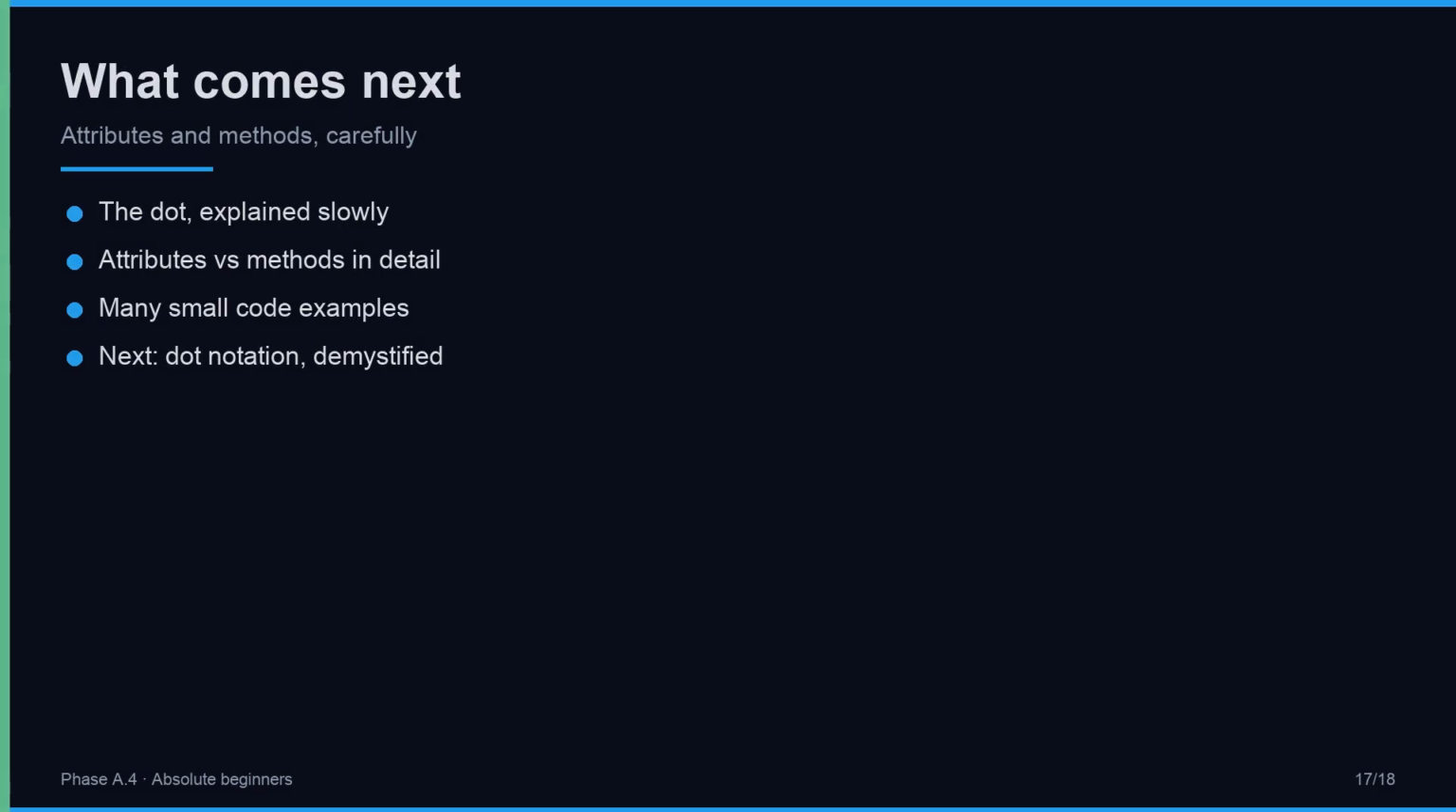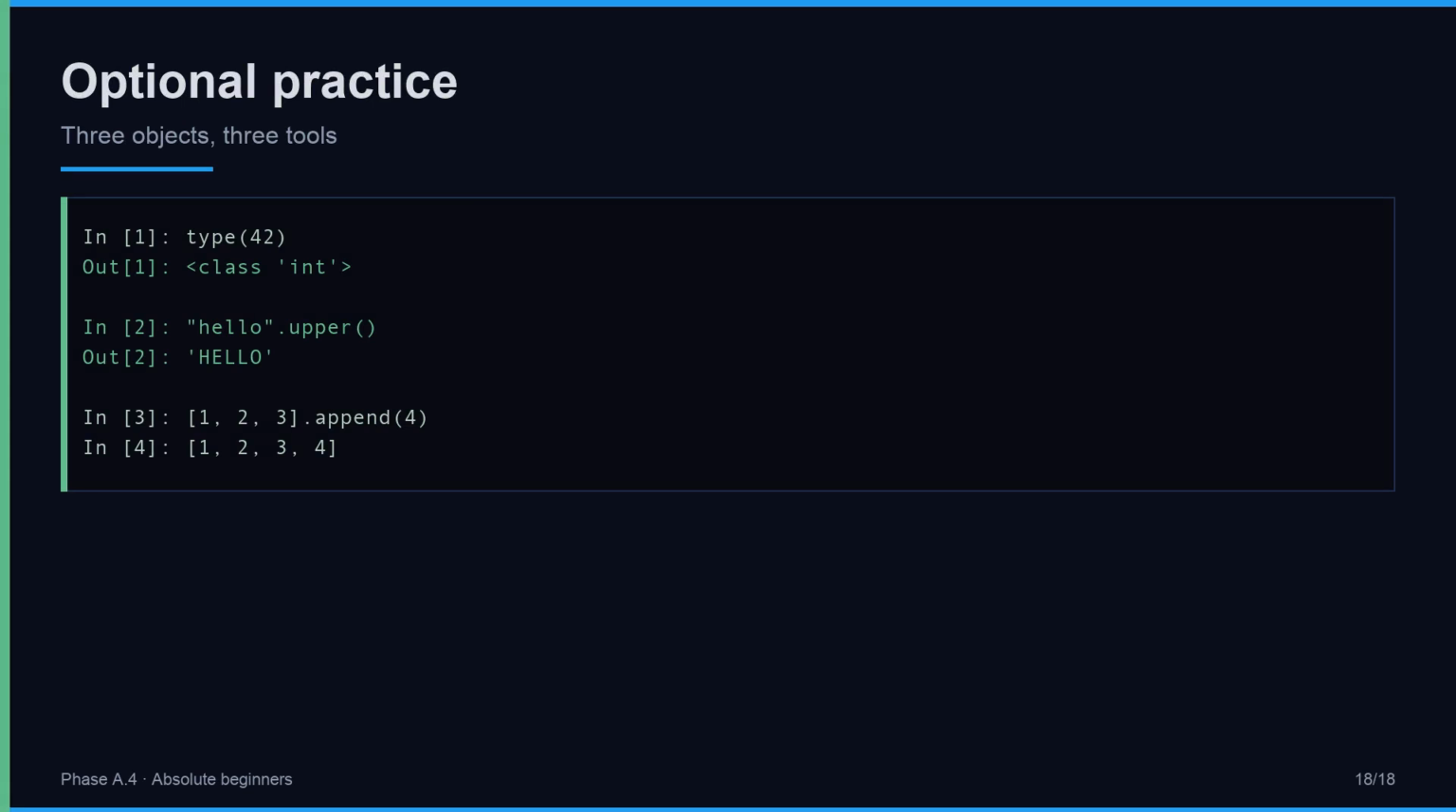What is an attribute, exactly? What is a method? How do you tell them apart? How do you read dot notation out loud? Many small examples, one new idea at a time. The dot is the most common thing you will type in Python, so we give it its own careful lesson. The dot, demystified. If you want a quick practice, try 3 objects.